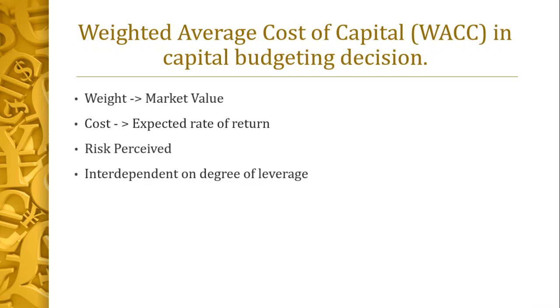So when all the costs of different sources of funds are weighted by their relative proportion to get the overall composite cost of capital, it is termed as weighted average cost of capital.